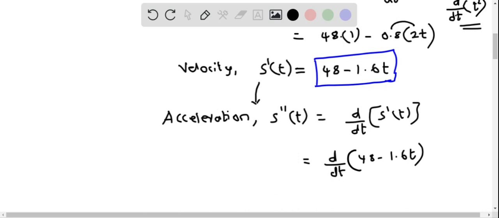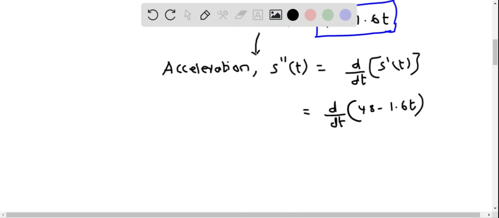So once again, when we find the derivative of the expression inside the brackets, we find the derivative of each of the terms. So the derivative of 48 is 0. So therefore this becomes 0. And then we have negative 1.6t, which we have to find the derivative of. So once again, we can factor the 1.6 and find only the derivative of t. So the derivative of t, according to the power rule, is 1. So basically the acceleration function is negative 1.6.